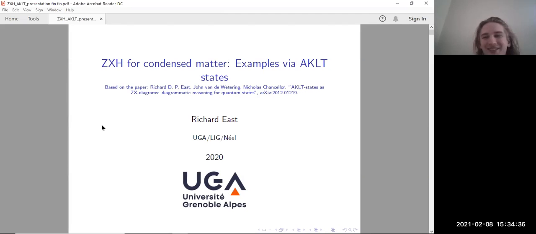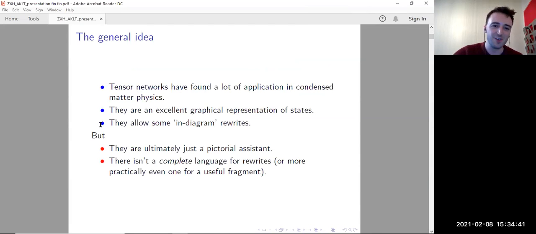Okay. So what am I talking about? The general idea is in condensed matter, you have a lot of discussion about tensor networks. A lot of things are phrased in terms of tensor networks. And even when they're not maybe the underlying mathematics that's being worked with, they're still used as a default way of approaching a problem. They're pretty good at that, and they have lots of excellent applications.